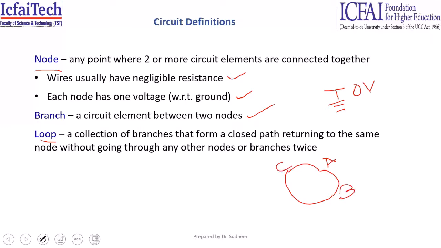If you write a loop in terms of nodes, you start from A, travel to B, from B to C, and then back to A. This is considered a loop. The node and loop play a very important role in KCL and KVL, therefore we need to be clear about node and loop.